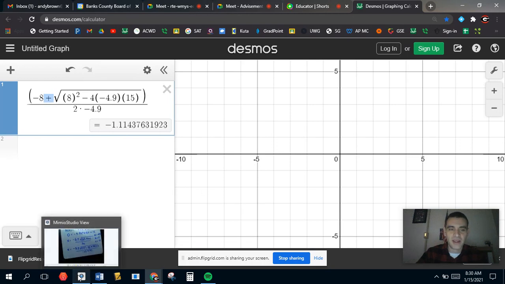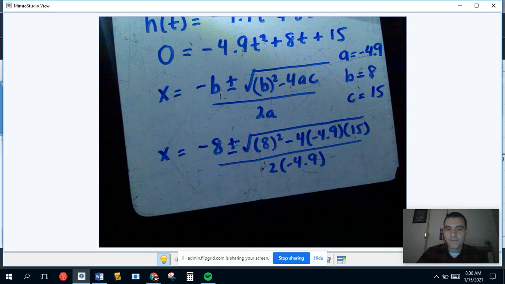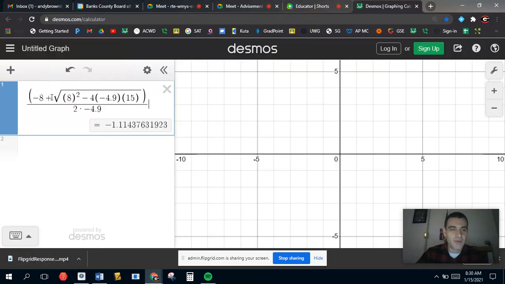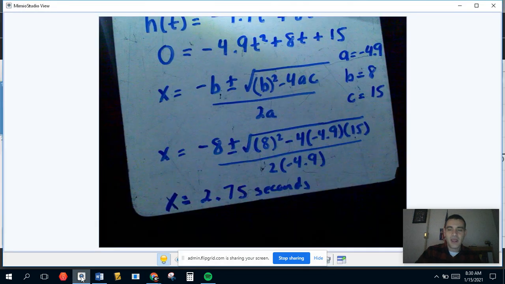Okay, so going back, look at our board. I did the plus because the calculator's not going to do them both at the same time. So I'm going to go back and just fix this to a minus, and that should fix the negative problem we have. We'll change this to a minus. And indeed it did. So x is 2.7. I can't remember where it said to round. I'll just go 2 decimal places. So it's going to take 2.75 seconds for that to hit the ground.